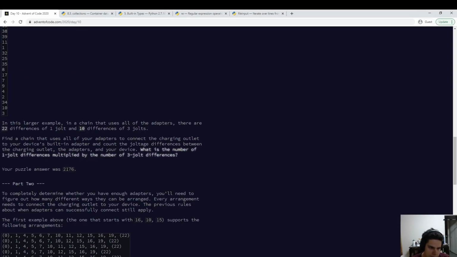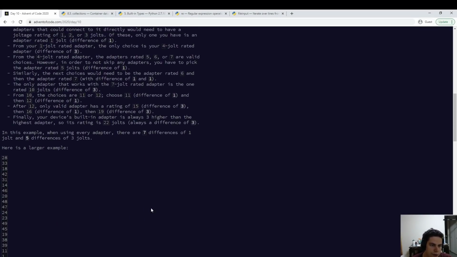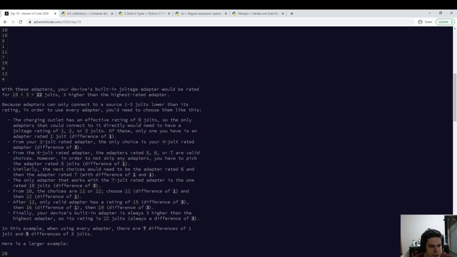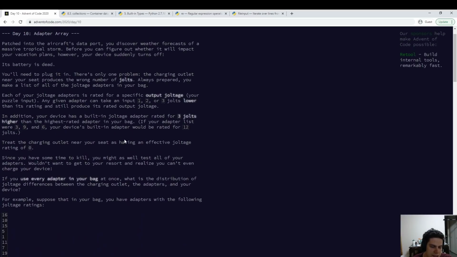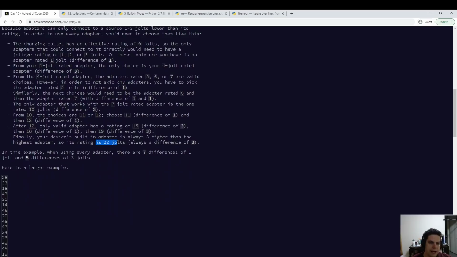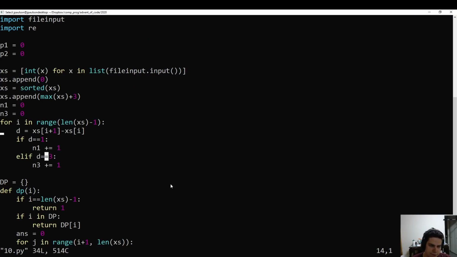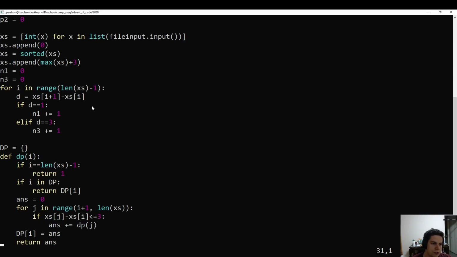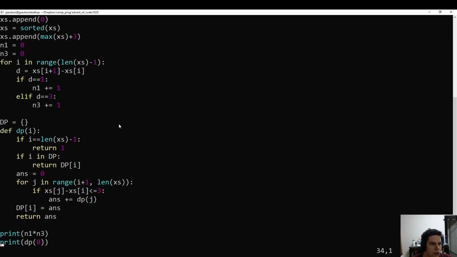So part 1 is straightforward. You do have to remember that the difference between 0 and 1 counts, even though the 0 is not on your list. That's the charging outlet. And the max plus 3 counts, even though it's not on the list, which is the goal. So I explicitly added both of those to the list. Count the number of 1s, count the number of 3s, and multiply them together. That's the answer. My bug was that I forgot to add those to the list.